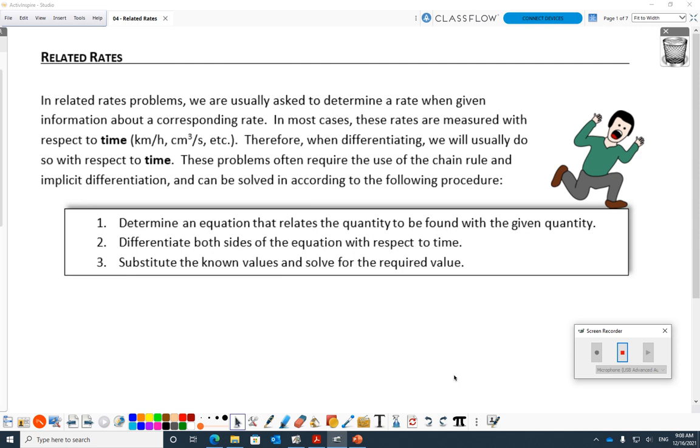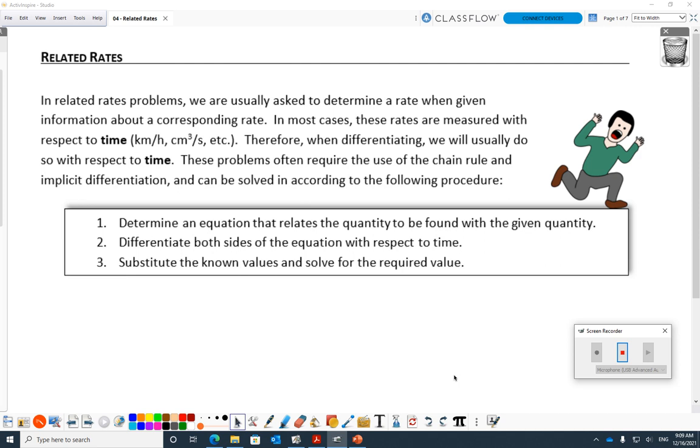In related rates problems, we are usually asked to determine a rate when given information about a corresponding rate. So we've got the rate of one thing, we want to find the rate of a different thing. In most cases, these rates are measured with respect to time. Time really is what we're headed for.